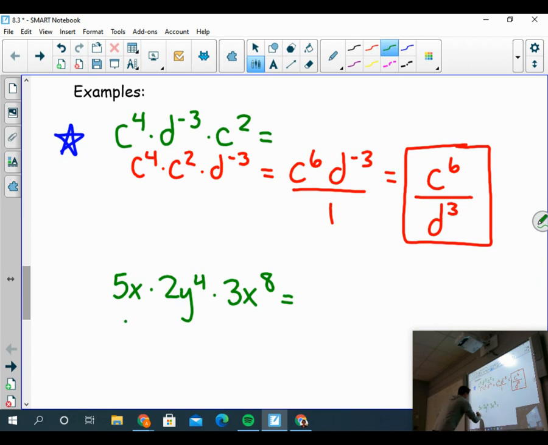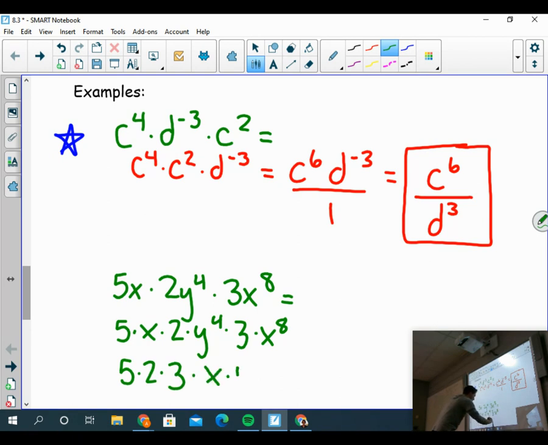Down here, again, I'm just going to rewrite everything. Helps my brain kind of organize things. Maybe it does yours as well. I'm going to organize my coefficients up front and align my like bases. So actually, I'm going to switch these around. And then for me, it becomes really simple as to what we have. 5 times 2 is 10. 10 times 3 is 30.